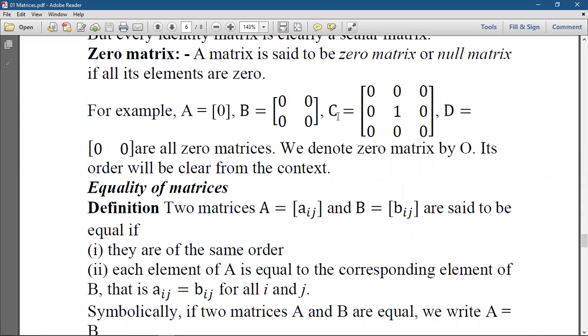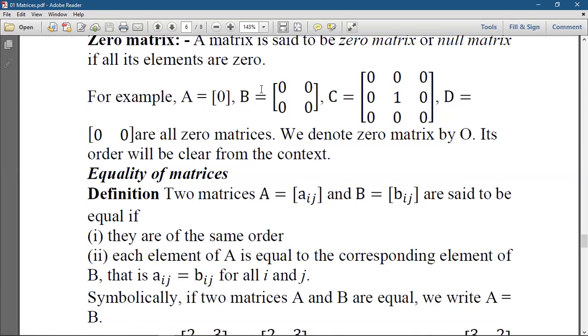And it may not be a square matrix. That means a matrix is said to be a zero matrix or null matrix if all its elements are zero. The zero matrix need not be a square matrix.